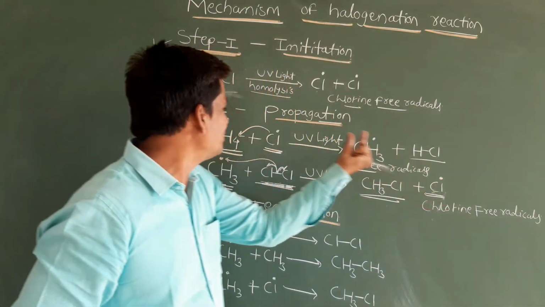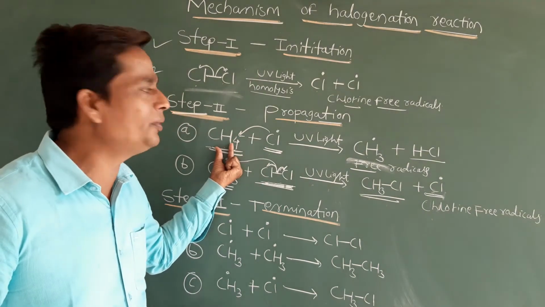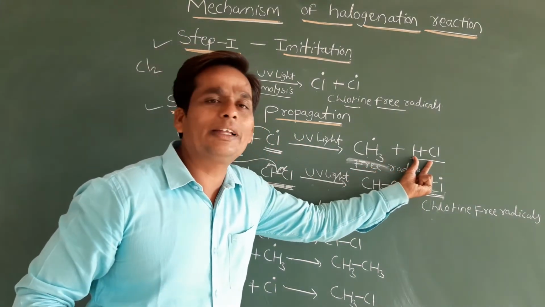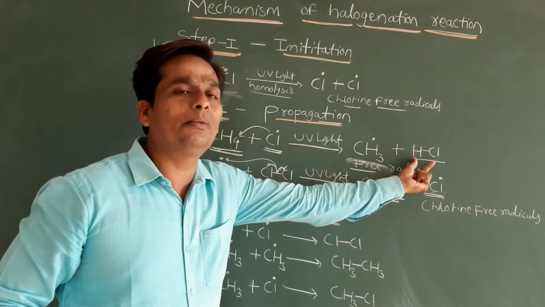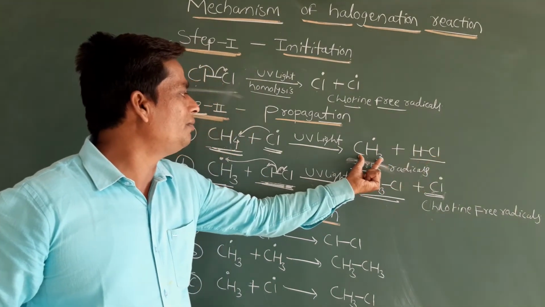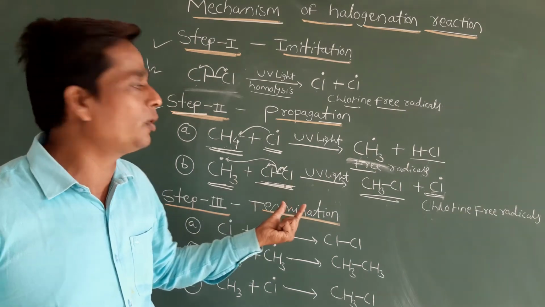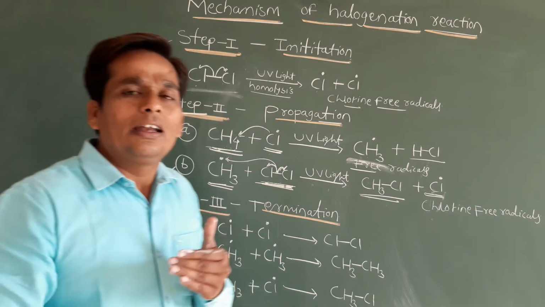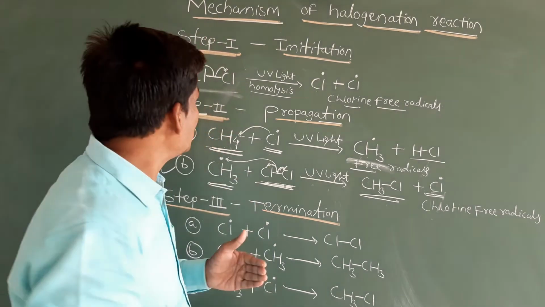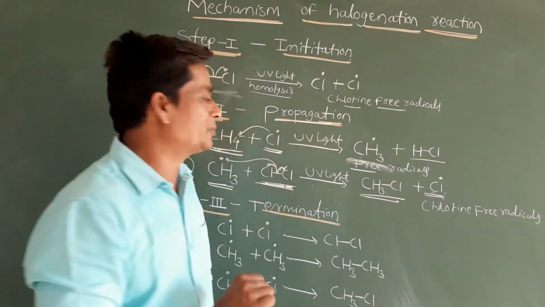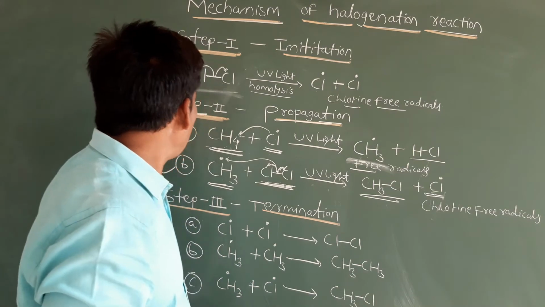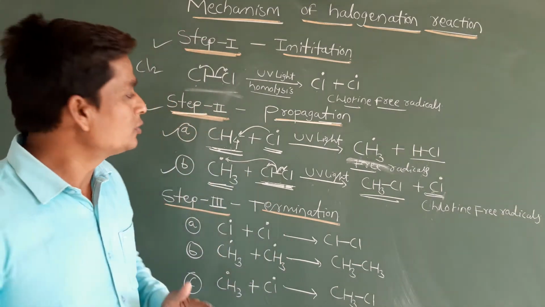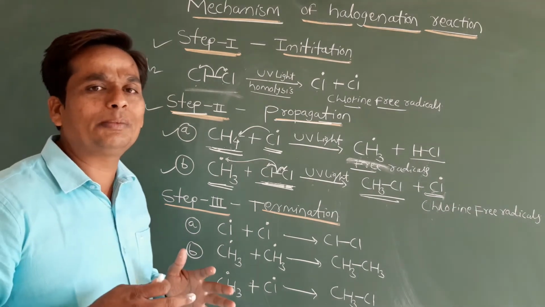That chlorine free radical again reacts with another methane molecule and forms the methyl free radical, and HCl will be removed. Whatever methyl free radical we get, that again reacts with another Cl2 molecule. So students, this step A and step B are repeated n number of times. That's why we say these are propagation steps. Step A and step B can repeat n number of times, as a continuous process. So it can't stop by itself, and we need to stop this reaction.